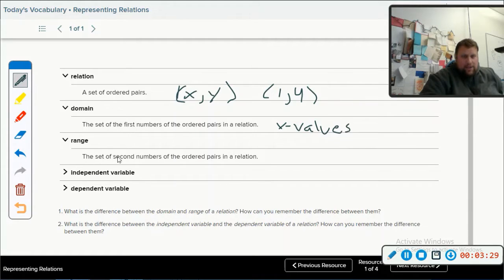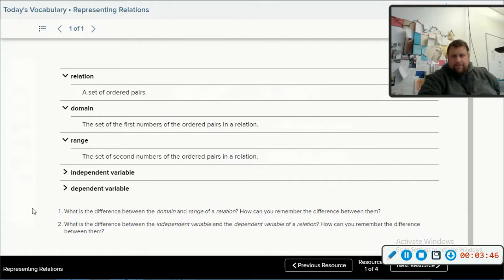And range is the set of second numbers of the ordered pair, which are the y values. It's all the y values. Don't worry, we'll get to that in just a second. Go ahead and write those down. Take a minute. Pause this as needed. We're going to go ahead and move on relatively quickly.